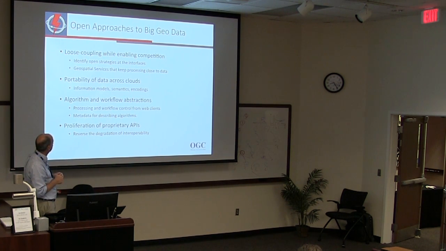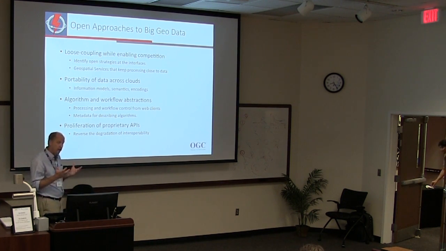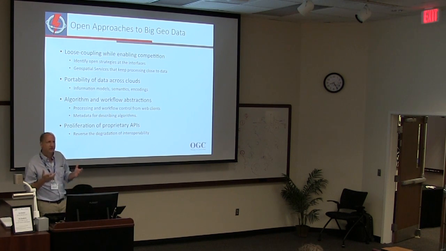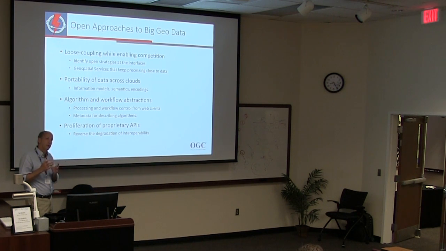So, algorithm and workflow abstractions, processing and workflow control from web clients, metadata for describing algorithms, and then the proliferation of proprietary APIs. Wonderful technologies, APIs. Another great new innovation. APIs happened 30 years ago, 50 years ago, 60 years ago. But there's been a lot of discussion about the proliferation of APIs, and that's a good thing, right? Having APIs that allow you that access to the data is a wonderful thing. What we're seeing with the proliferation, though, tends to be a degradation of interoperability.